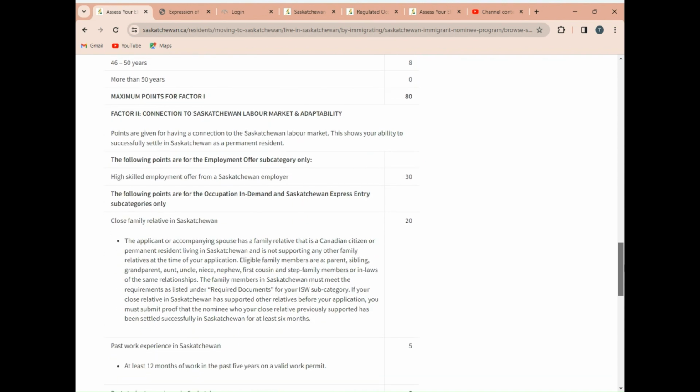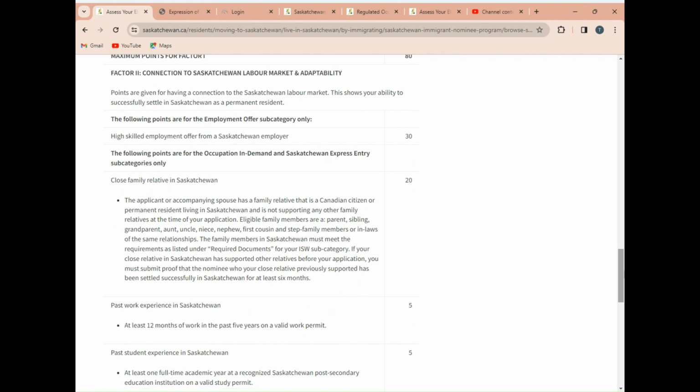Now, when you come to employment offer, if you have an employment offer, it's also a point for you. If you have an employment offer from any Saskatchewan employer, it is a whopping 30 points for you, right? So if that's the route you are taking, you see how an employment offer gives you an advantage here. It's highly prioritized.